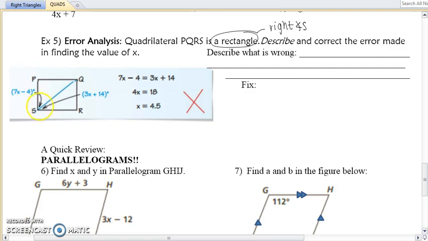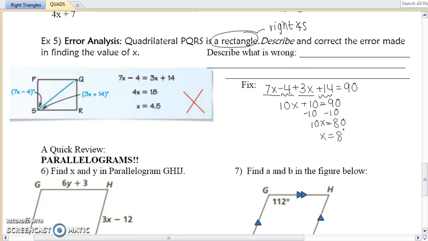I do not know that this angle, or this line, splits the angle into two congruent angles. So I cannot set those two parts equal to each other. But what I can do is add them up to 90 degrees, which is what I'll do. Combine my like terms. Subtract 10 on both sides. We get 10x is equal to 80, or x is equal to 8.